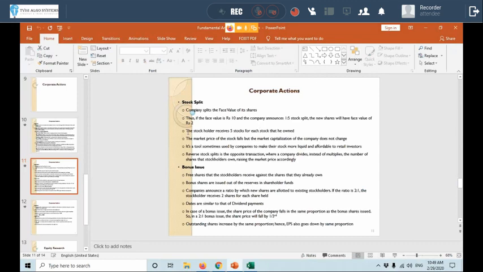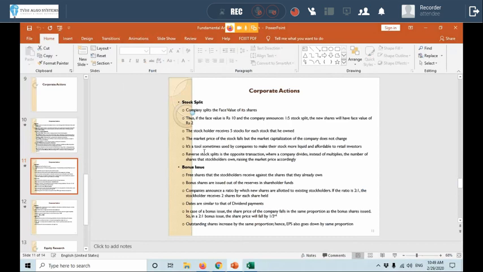We were here. The stockholder receives 5 stocks for each stock. That's fine. The market price of the stock falls, but market cap does not change. This is the tool used by companies to make stock more liquid and affordable to investors. What is a reverse stock split?